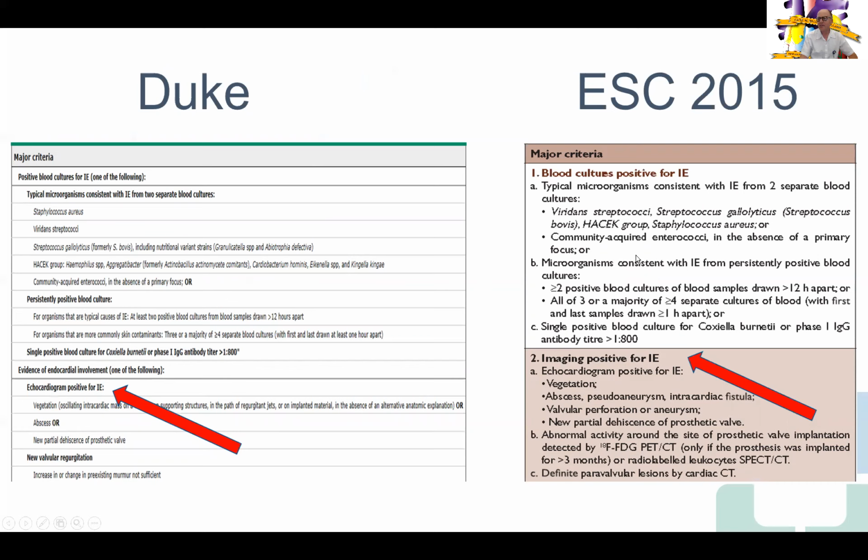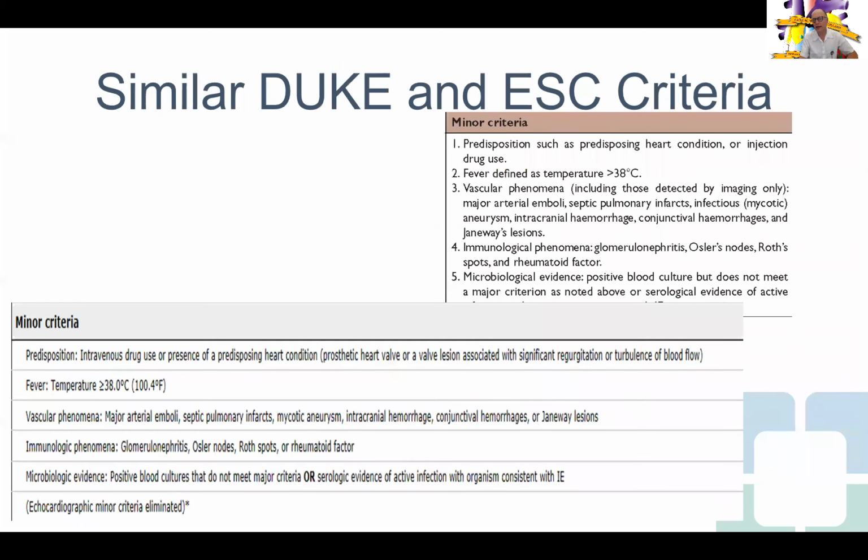Whereas the ESC has expanded this definition of imaging to not only include echocardiography, but also to include FDG PET/CT, cardiac CT, and SPECT/CT in cases where you decide to do white blood cell imaging. So the differences again between Duke and ESC is the expanded imaging criteria in the new ESC guidelines.